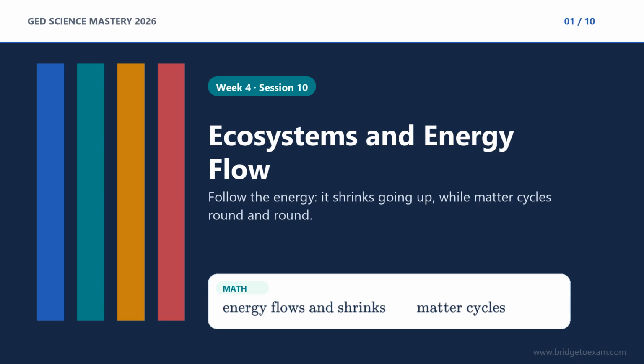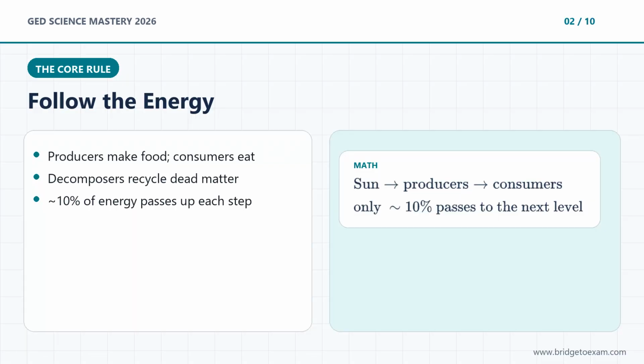Let's follow the energy. Follow the energy, and everything falls into place. Sunlight powers the producers, the plants and algae that make their own food. Consumers then eat the producers, or eat each other. Decomposers recycle the dead material back into the soil. And here is the crucial part.